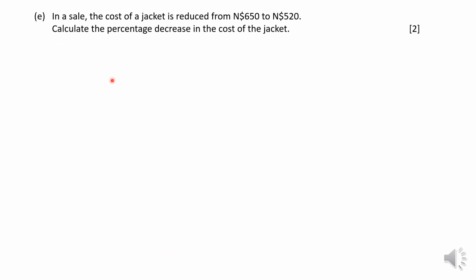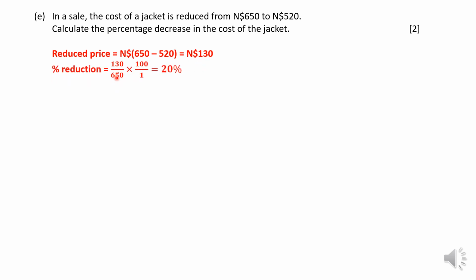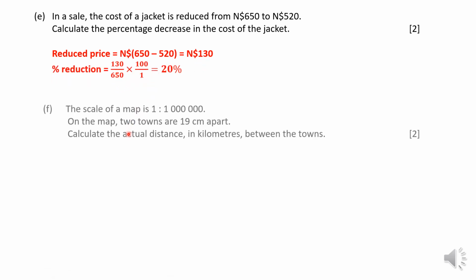E says that in a sale, the cost of a jacket is reduced from 650 to 520 Namibian dollars. You're supposed to calculate the percentage decrease. So first thing you find, what is that actual decrease? And then you put that over the original price, and then you get 20% as an answer.